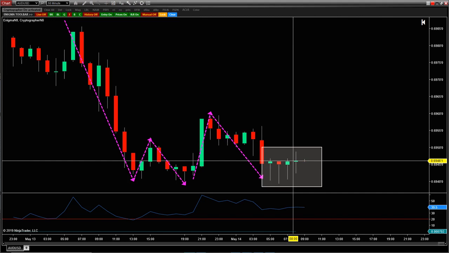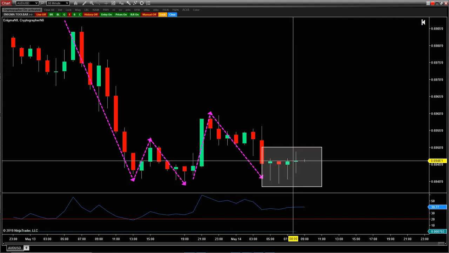Sellers tried to push down, but guess what? They got rejected as well. If you're looking to buy here, what would be a positive sign to come? If you're someone that's looking to get long at this level, a higher high, higher close.